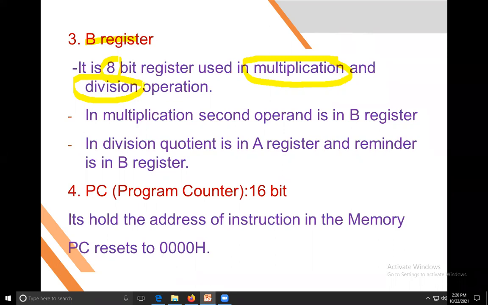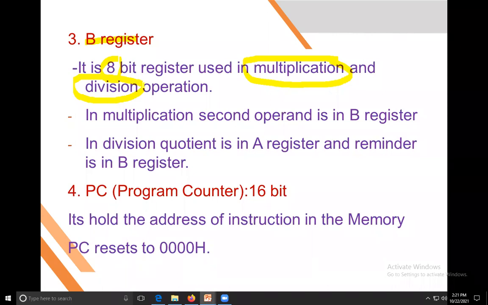So for multiplication, we have to use register A and register B, because we can't store 16-bit data anywhere else. In your 8085, what do they do? They create pairs of registers: BC, DE, and HL pairs. In those pairs, you store the 16-bit data. But here in your 8051, there are no such pairs.